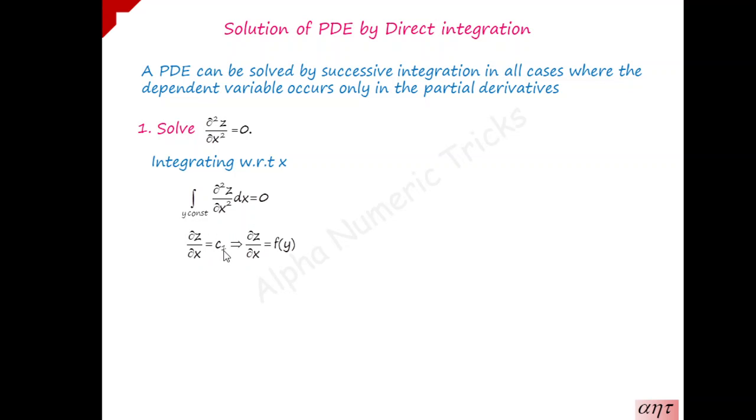This is for ordinary differential equation integration, but here we are doing partial differential equation integration. So in that case the constant of integration is a function. Inside the function, the variable is the one which we kept constant. So here y is constant, so the constant of integration is f of y.